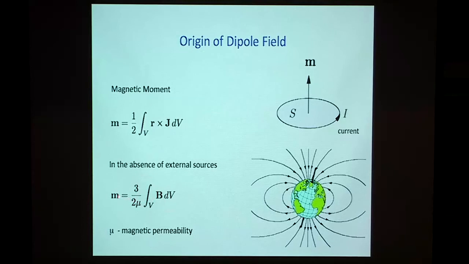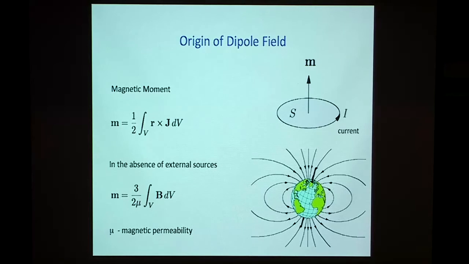This is not too hard to show. You can look this up in Jackson's book, for example. But the point is that if you want to know what the magnetic moment is, you just simply have to integrate the orientation of the magnetic field through the volume of the core. This is just the magnetic permeability. We just assume the value for a vacuum, essentially.